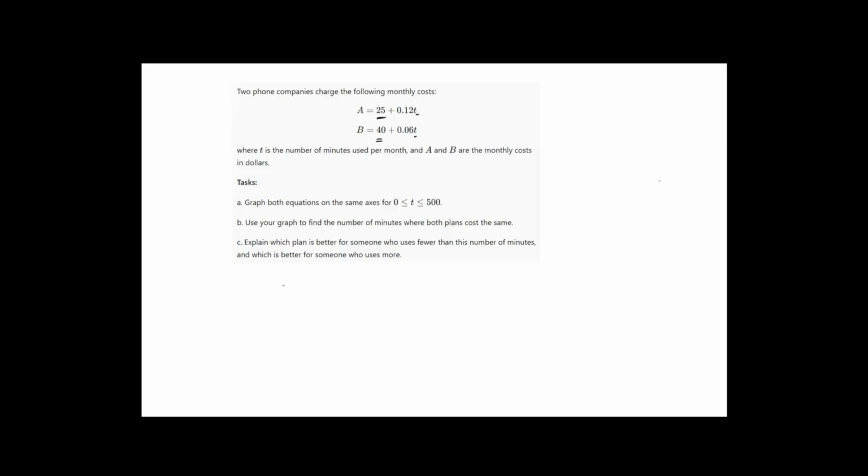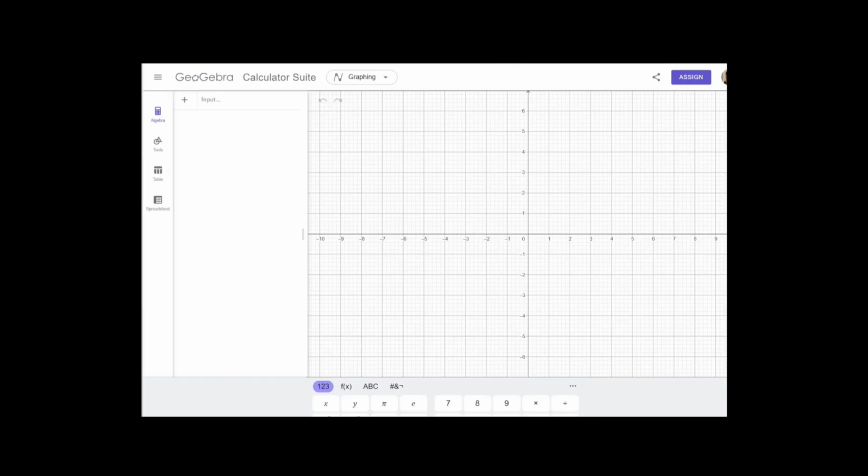Graph both equations on the same axes for T between or equal to 0 and 500. Use this graph to find the number of minutes where both plans cost the same, and explain which plan is better for someone who uses fewer minutes and which one is better for someone who uses more. So I'm going to use GeoGebra for this. I love using GeoGebra mostly because it's free. For this one, we're going to replace T with X because this program uses X.